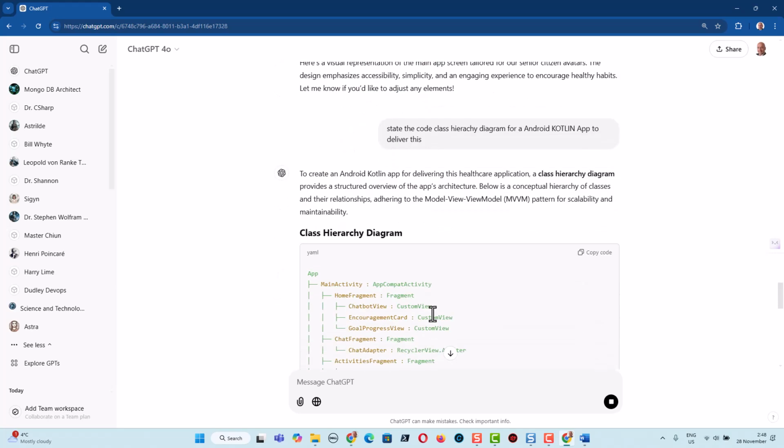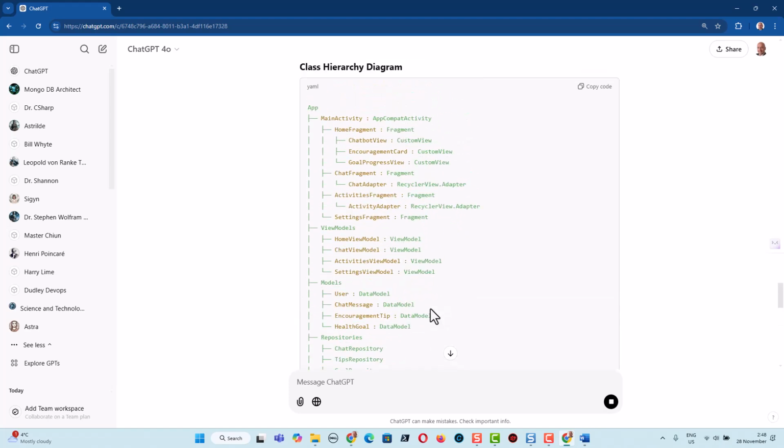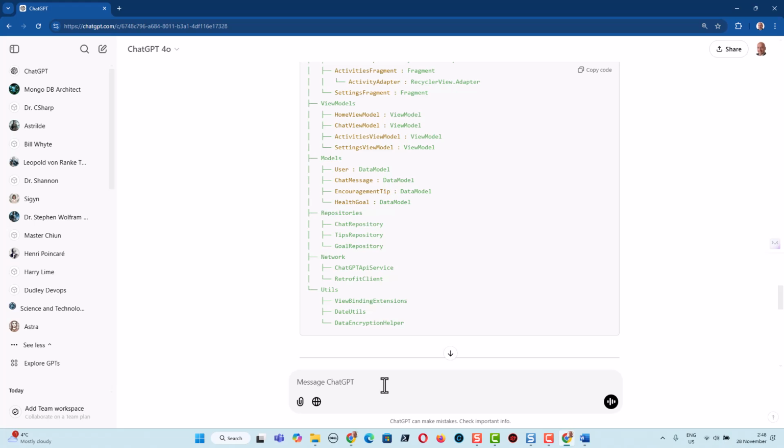All right, so there is, for example, your code hierarchy. Present this is your technology plan, right? Present the JSON data store structure for a data store which would support this app.